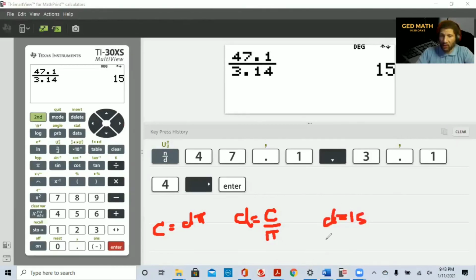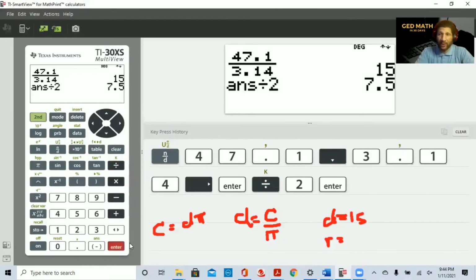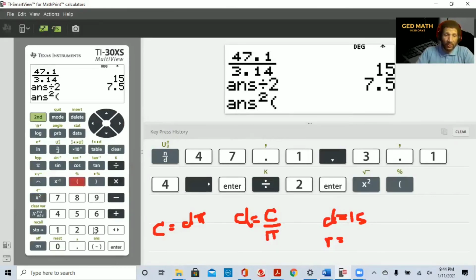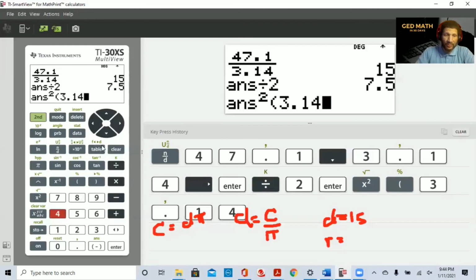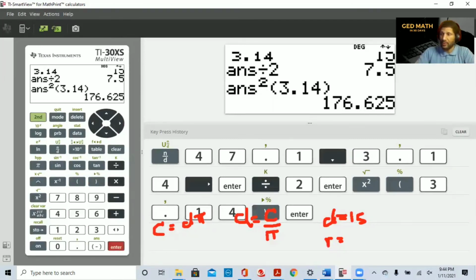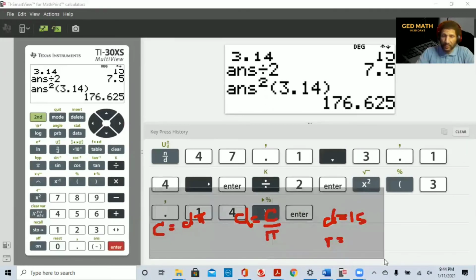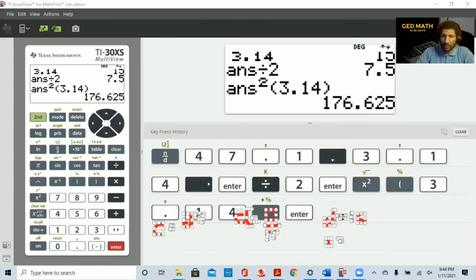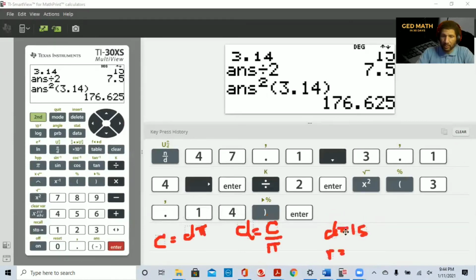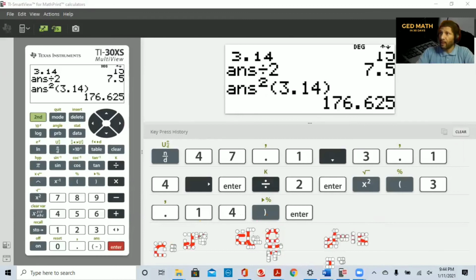Okay, in order to find the radius, we want to take half of that. So what we want to do is just divide it by 2. Again, I'm going to use the answer that's in memory, so I'm just going to divide by 2, which is 7.5. And then to find the area, I'm going to square it and then multiply by 3.14. And I'm going to take these formulas and move them down a little bit. So our radius is 7.5.